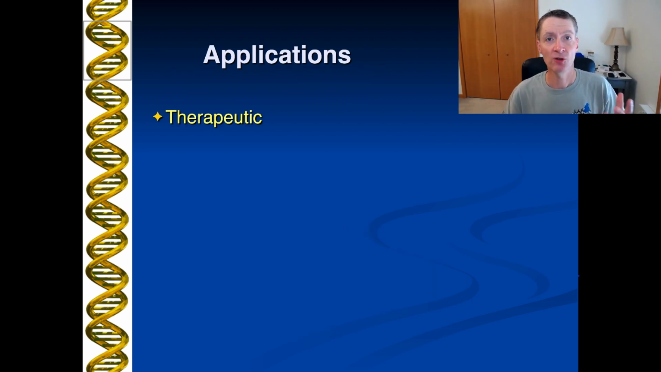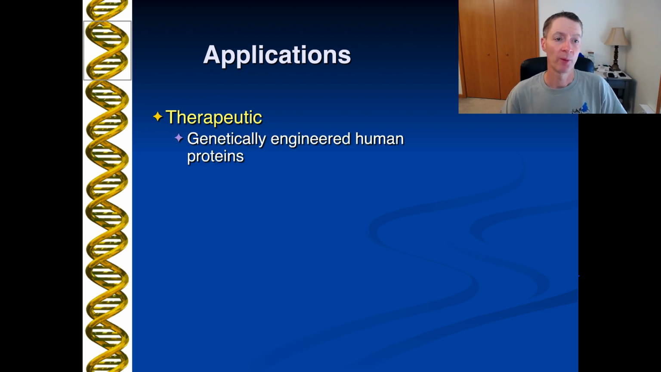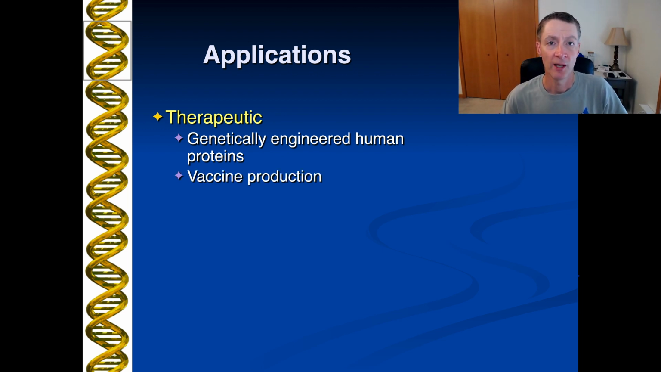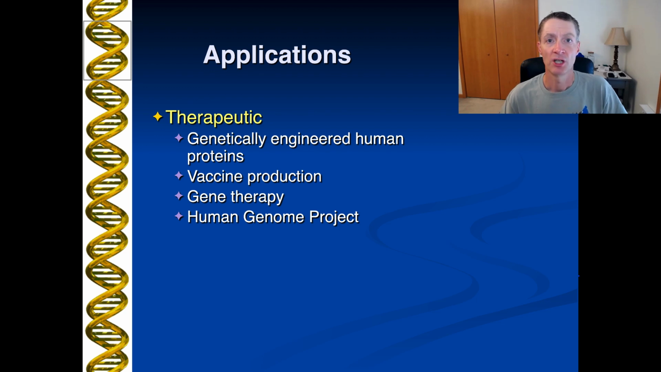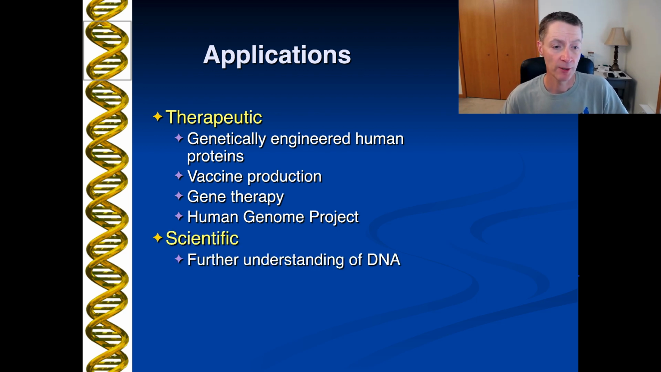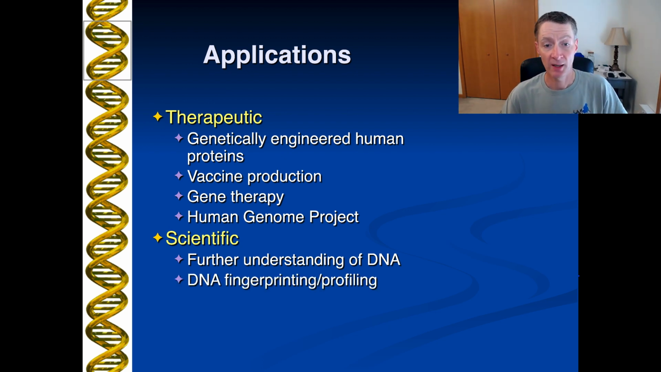The applications of PCR, they are enormous. There are therapeutic applications where we can genetically engineer human proteins to help people. Vaccines are produced partly by using PCR. Gene therapy. There's the Genome Project I already mentioned. PCR has been used to further our basic understanding of DNA and even to fingerprint individuals to see who is related to who, for example.